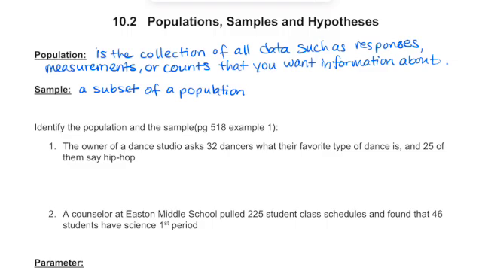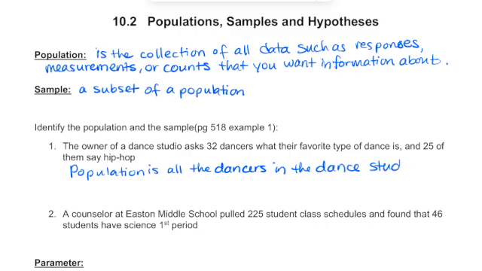So let's look at these first two examples here. Identify the population and the sample. The owner of a dance studio asks 32 dancers what their favorite type of dance is, and 25 of them say hip hop. So what would the population be in this example? The population is all the dance studio dancers, so all the dancers in the dance studio. The sample is the 32 dancers surveyed.